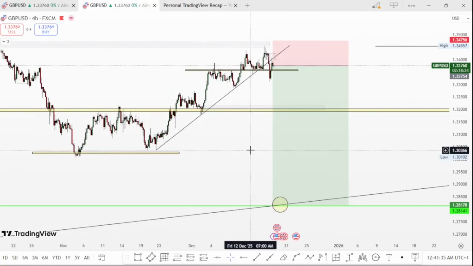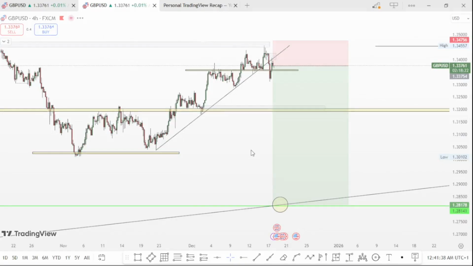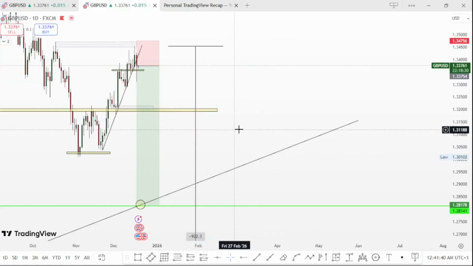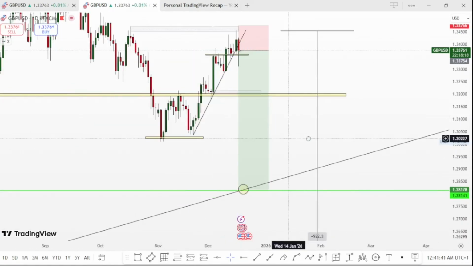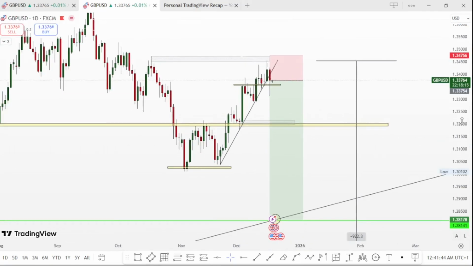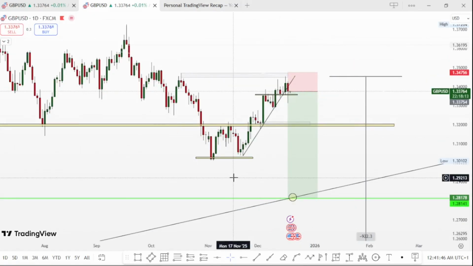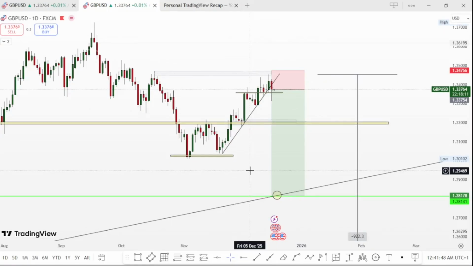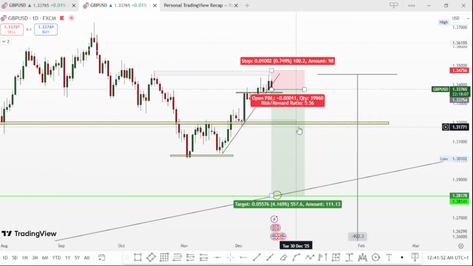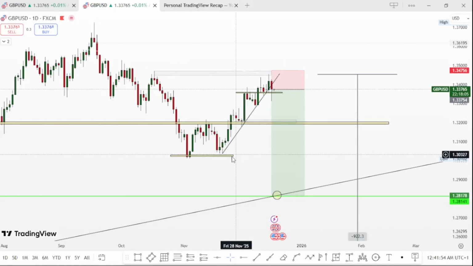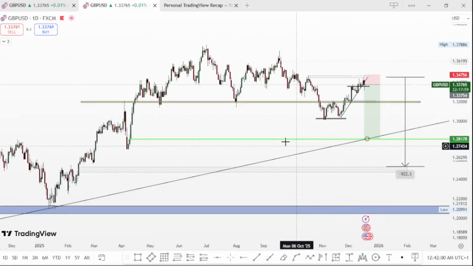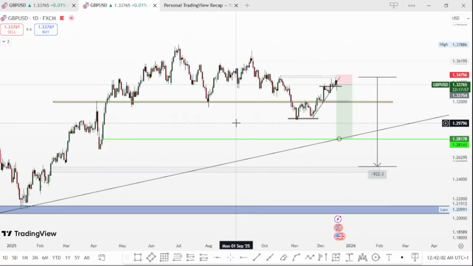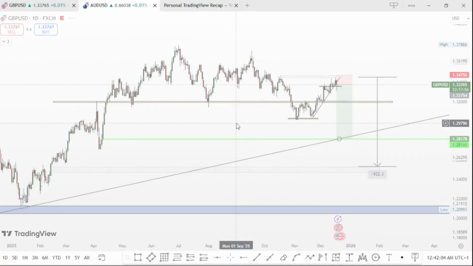So I'm forecasting this bad boy. The next level target on the GBPUSD is 1.28141. We need to take out this yellow bar and this guy. Once you do that, drop. Okay, so that's what I'm doing on GBPUSD. The next trade should be AUDUSD.